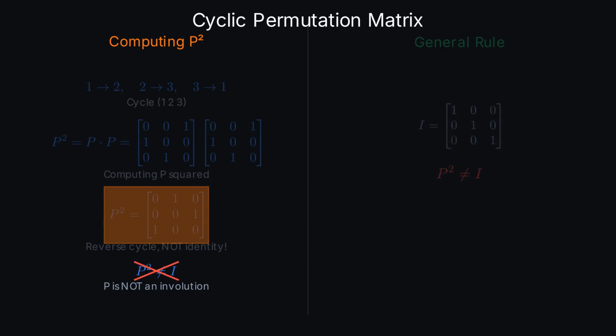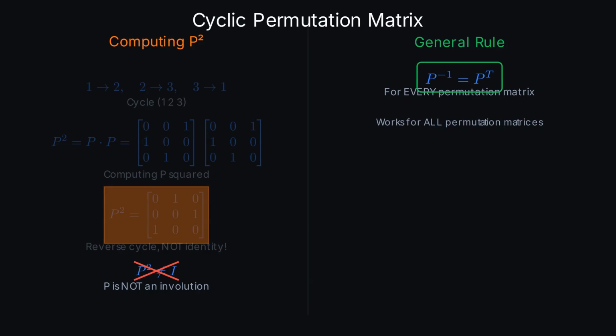This means we need a general rule for finding inverses of permutation matrices. And here is the answer. For every permutation matrix, P inverse equals P transpose. This is a universal rule that works for all permutation matrices, not just the special ones that happen to be their own inverses. Let's verify this.